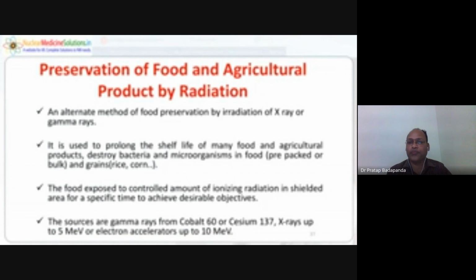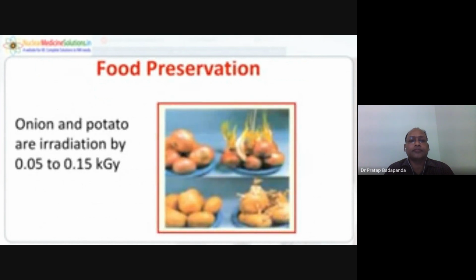So what does it mean? It means we are trying to increase the shelf life of the food by exposing it to different kinds of radiations. The sources are gamma rays from cobalt-60 or cesium-137, X-rays up to 5 mega electron volt, and electron accelerators are also being used up to 10 mega electron volt to preserve food and agriculture products. See how the food has been preserved by giving a dose from 0.05 kilogray to 0.15 kilogray. It means the onions and potatoes we can preserve by using different kinds of radiations.